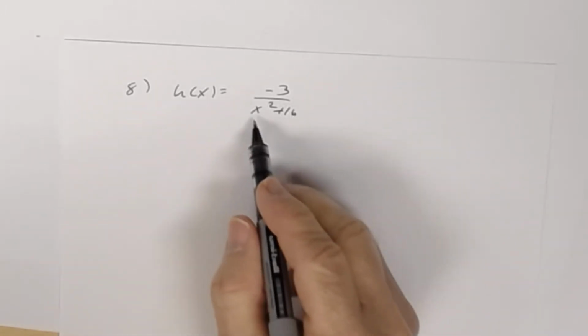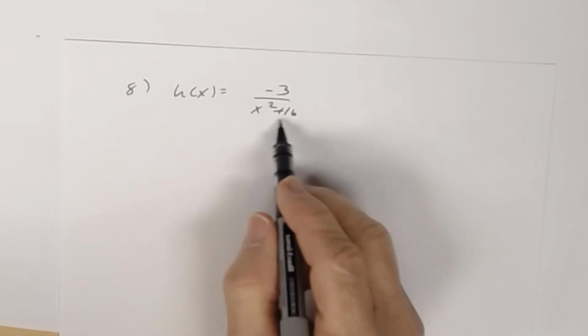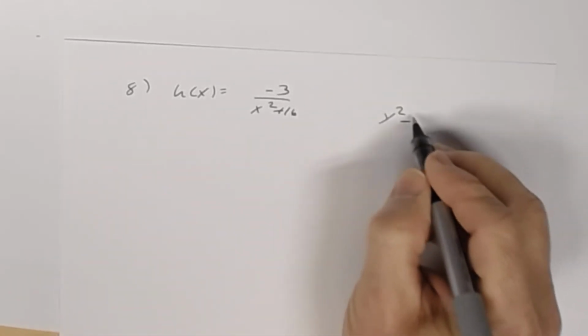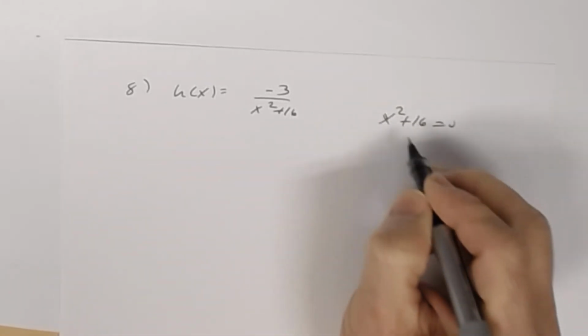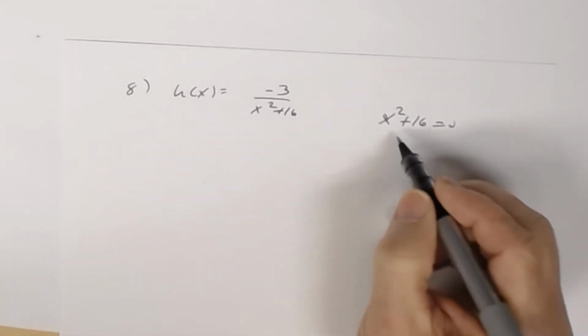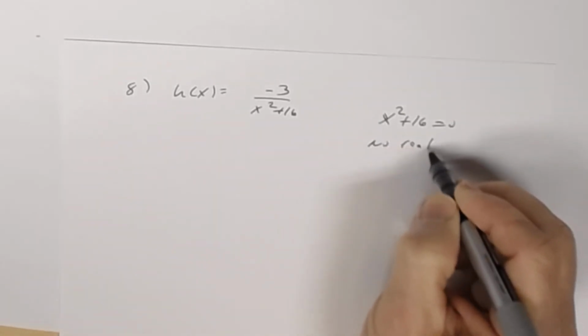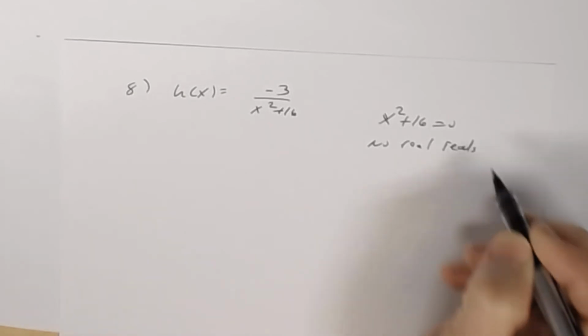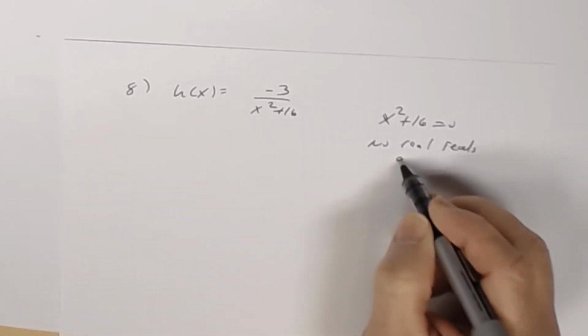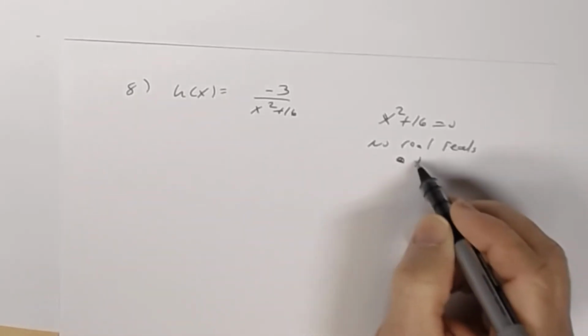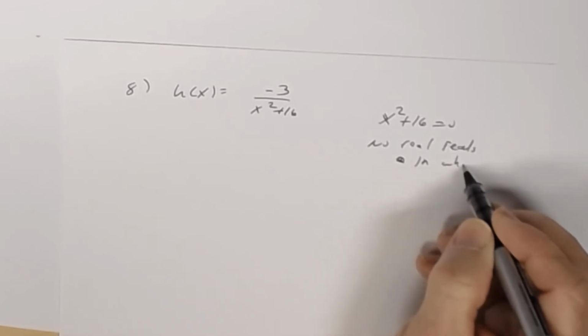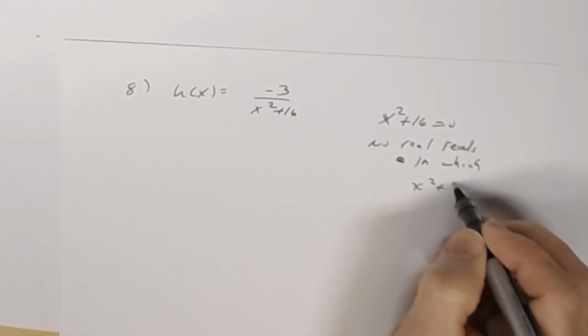Well, what's going to make this denominator 0? What makes the denominator 0? What makes x squared plus 16 equal to 0? What real number? Well, there are no real numbers in which x squared plus 16 equals 0.